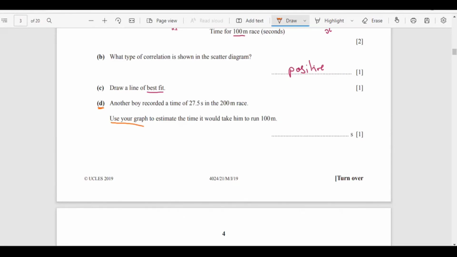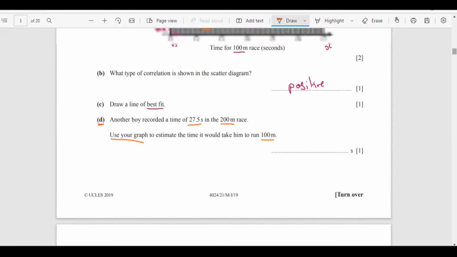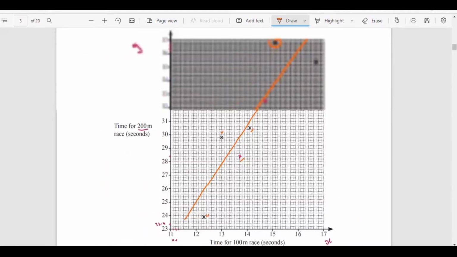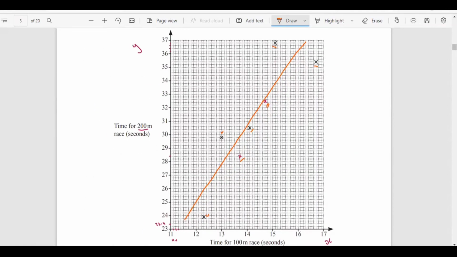So it says, another boy recorded a time of 27.5 seconds in a 200 meters race. Use your graph to estimate the time it would take him to run the 100 meters race. Okay, 27.5 seconds in the 200 meter race. 27.5, okay? So it is somewhere here, okay?